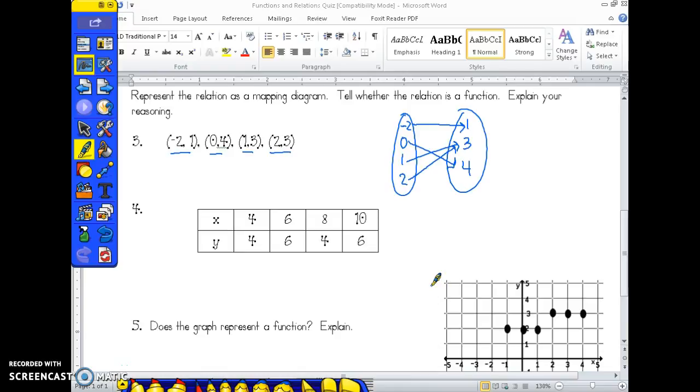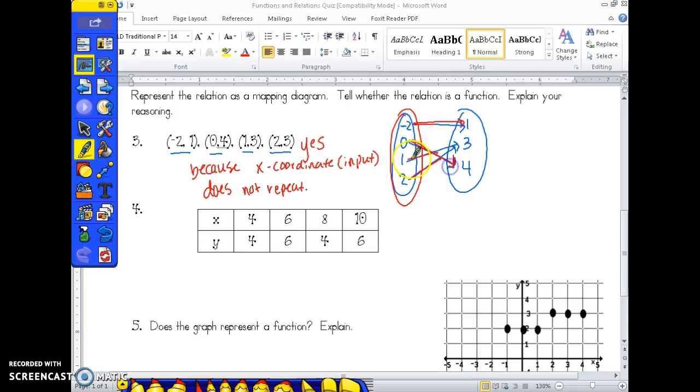When you have a mapping diagram, look at every number that's represented in the left-hand bubble, and if each number only has one arrow leaving it, it is going to be a function, because the X coordinate, the input, does not repeat. For any given input, there is only one output.